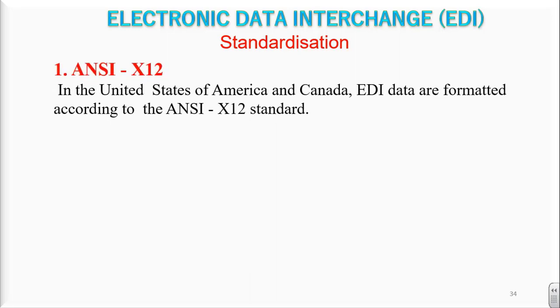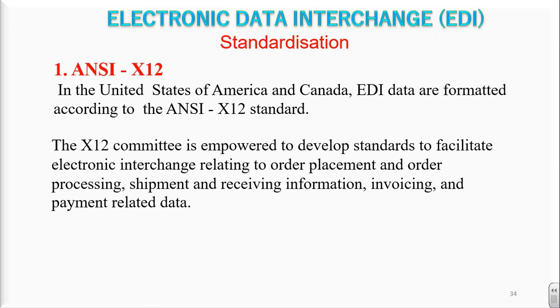The first standard is ANSI X12. In the United States of America and Canada, EDI data are formatted according to the ANSI X12 standard. The X12 committee is empowered to develop standards to facilitate electronic interchange relating to order placement and order processing, shipment and receiving information, invoicing and payment related data. It means all these standards are formed by the X12 committee.